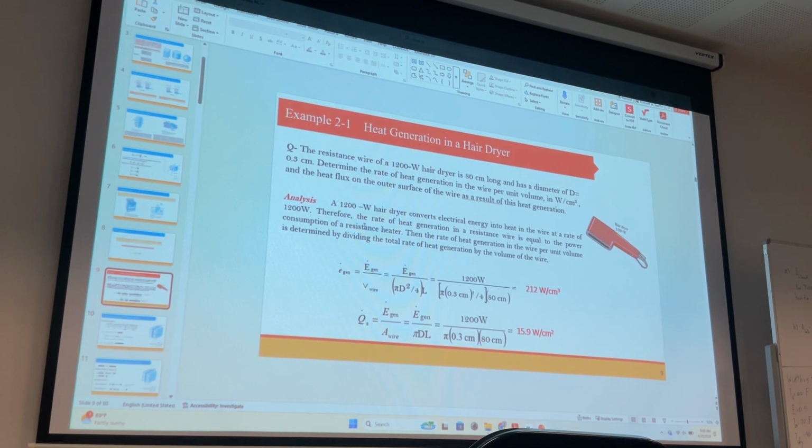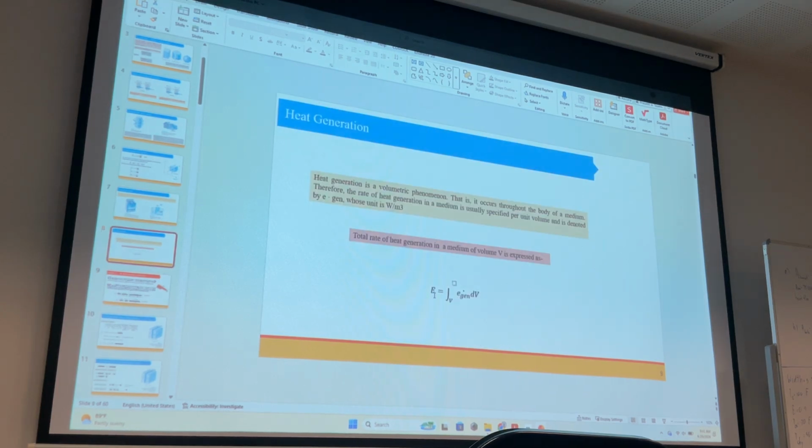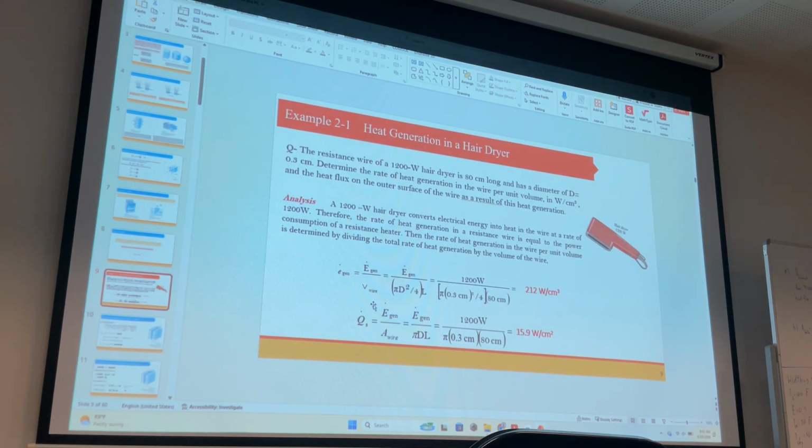Okay? Heat flux. Okay. So first, it's a 1200 watt hair dryer, right? So the energy generated, total energy is 1200 watt. Understand? If I am dividing it by the volume, you see here, right? This is given, capital E. Total heat that a wire can generate is given, right? Which is 1200. You divide it by the volume of the wire. Okay? You will get the heat generation.